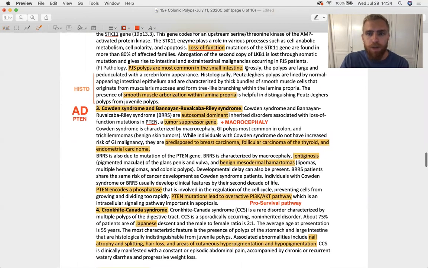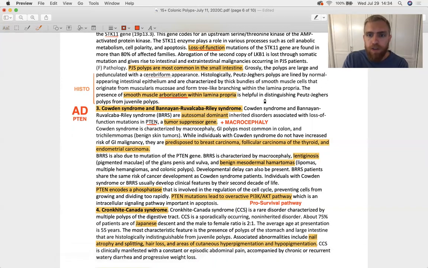The polyps are most common in the small intestine. They're large and pedunculated with a cerebriform appearance. What do you think that means? I think it means that it looks like a brain if you're looking at it grossly. Histologically, we've got a lot of smooth myocytes that originate from the muscularis mucosa and form tree-like branching within the lamina propria. That's characteristic. And arborization, arbor, kind of being a Latin word for tree. I think it's Latin. It's a tree-like growth of smooth muscle into the body of the polyp.